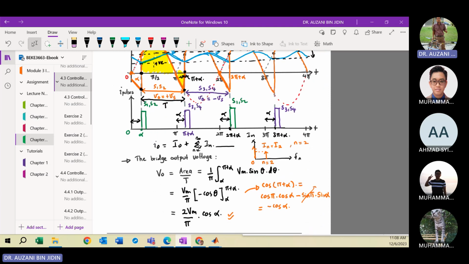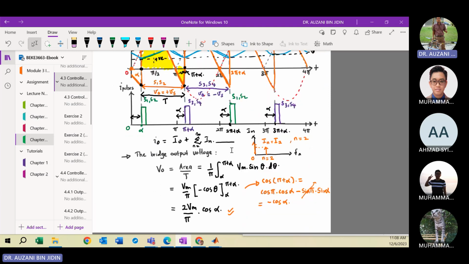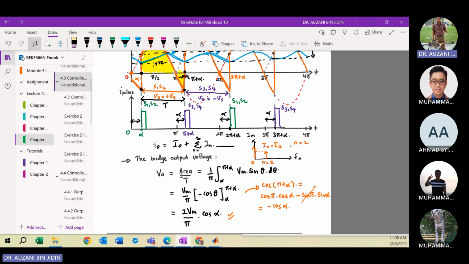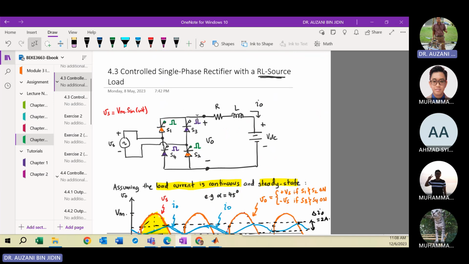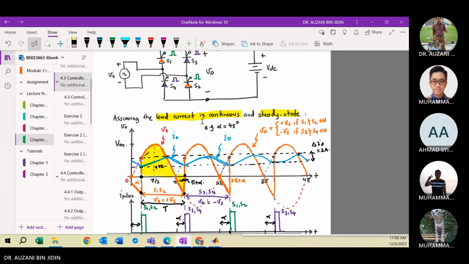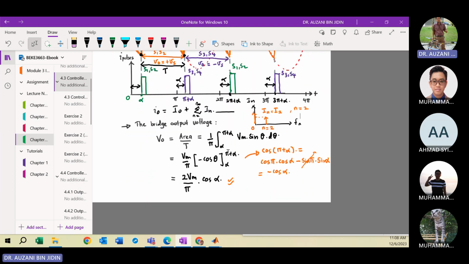Okay, so we have discussed how to derive the output voltage here. You can use this definition to obtain the output voltage, which is the area divided by the period. The period in this case is pi, it's not 2 pi, because this rectifier is a full wave rectifier. It's not the half wave. So for full wave, the period will be pi, not 2 pi. Okay, so this is how to derive it.